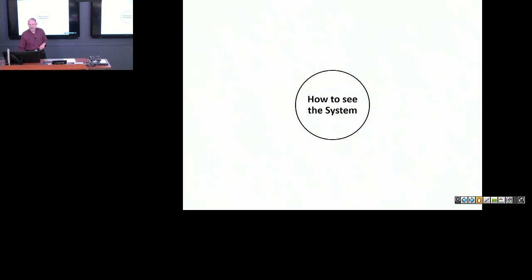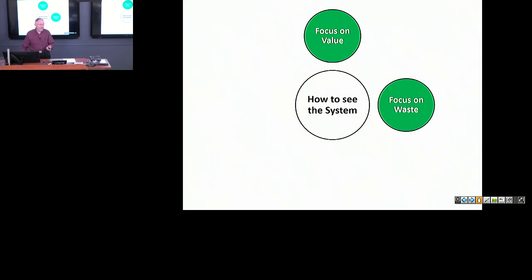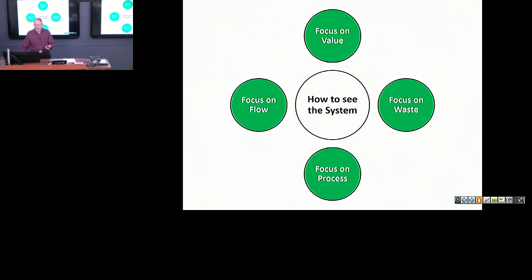So how to see the system, we're going to talk about seeing value, and we've started that process. The suggestion I've made is that you need a model, okay, of value, and I've given you four models to think about for value, and said you should think about utilizing a model for value as a way to help you see. It's a set of glasses to put on to be able to see. Then we're going to say, well, how do we see waste? How do we see process? And how do we see flow?